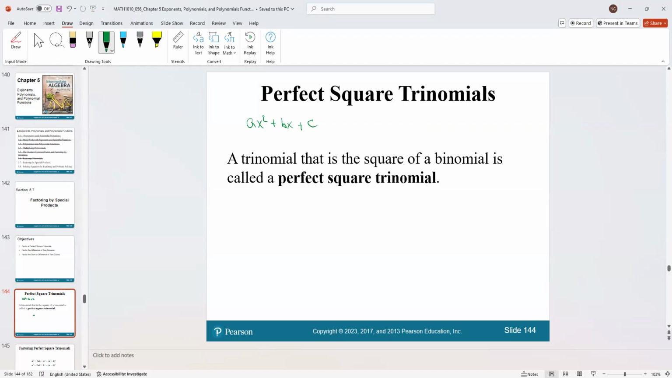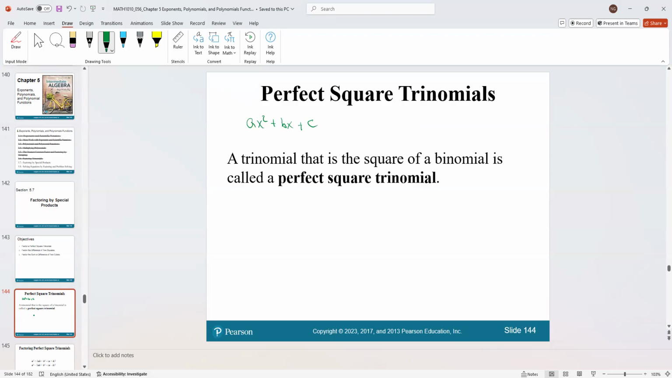In this one, we're going to mostly focus on trinomials, factoring by special products. Here we said that perfect square trinomials can be factored quickly if you reorganize the trinomial as a perfect square.